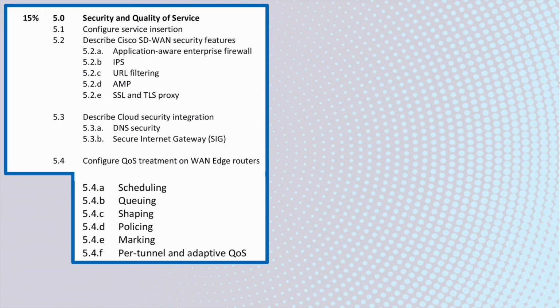Now the fifth one is security, right? As I told you, quality of service, SIG tunnel, Umbrella is there. As I told you, multiple Cisco security features are there, right?